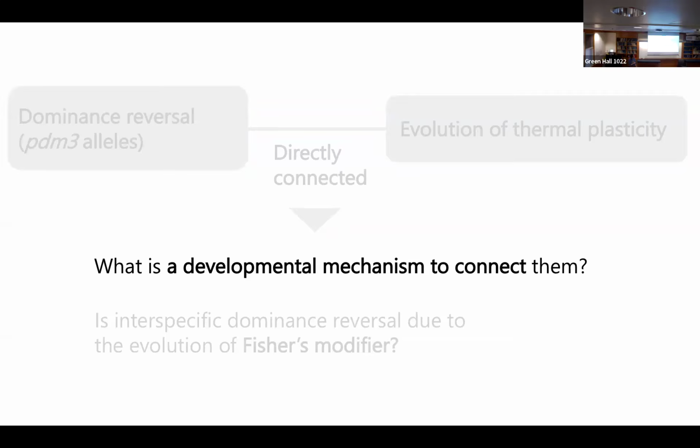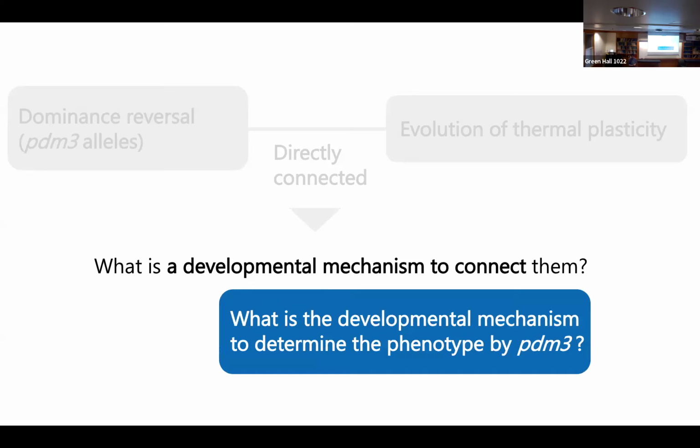So for number one, what is the developmental mechanism to connect them? This is actually an ongoing project, and I'm going to propose some kind of model or hypothesis based on my current data. So first of all, to understand the mechanism to connect dominance and plasticity, it's necessary to understand what is the developmental mechanism to determine the phenotype.